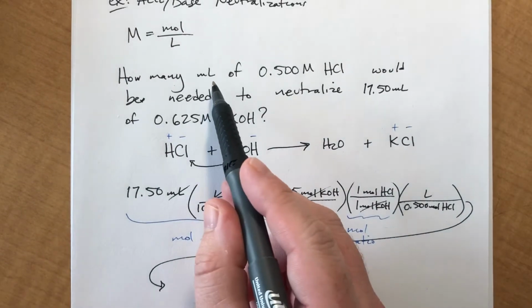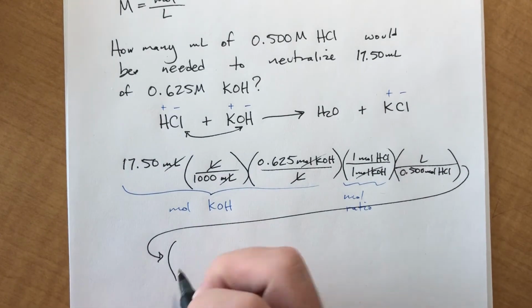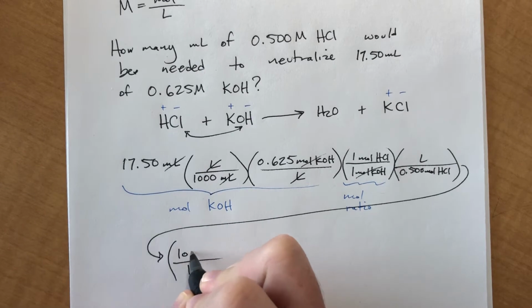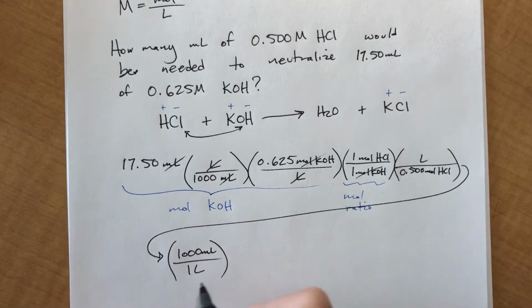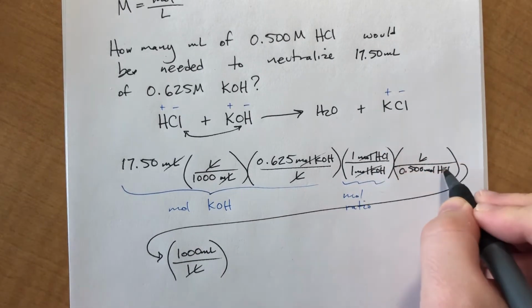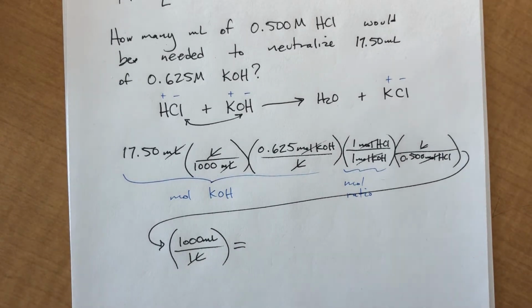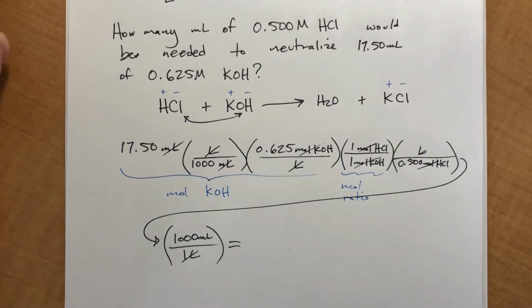The question asks for milliliters. We have liters, so 1 liter, this was on top, so this has got to go on bottom. 1,000 milliliters is going to go on top. So you'll note this is a little more cumbersome than the last video's type of problems, the limiting reactant problems.